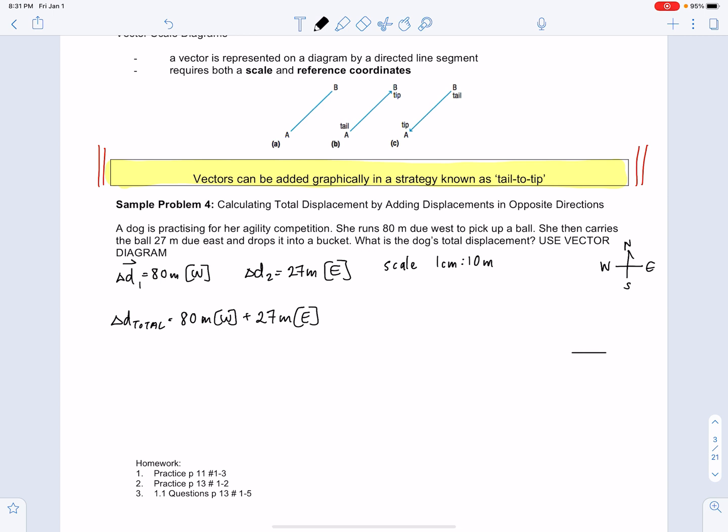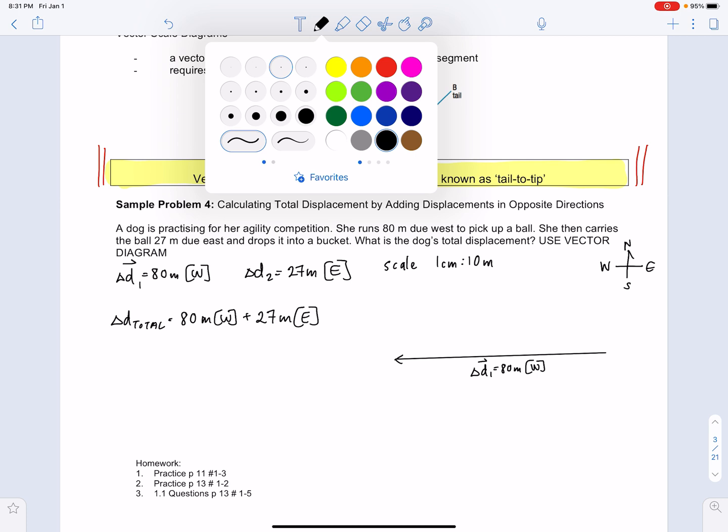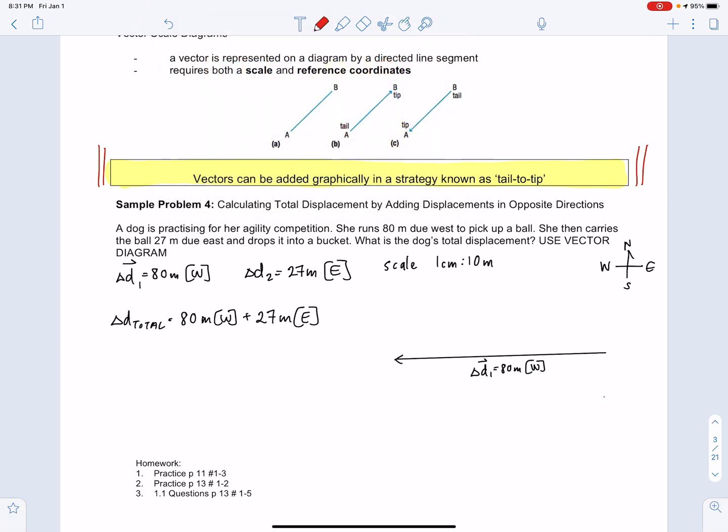I'm using a ruler, trust me. And I'm drawing a line that is 80 meters west. So according to my scale, it's 8 centimeters long. And I'm going to label it delta D1, 80 meters west. This vector has a tail and a tip.